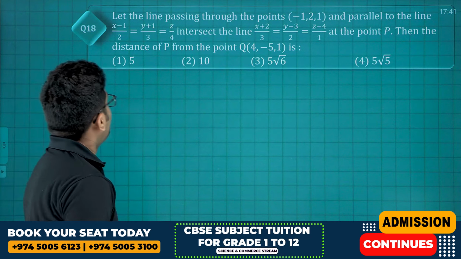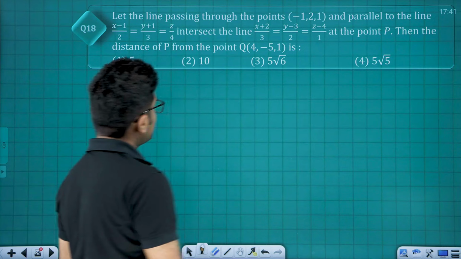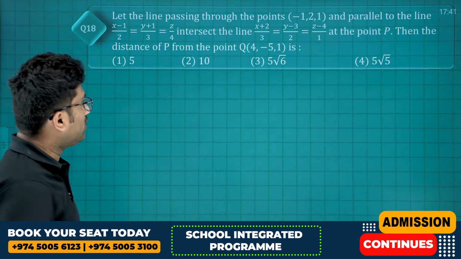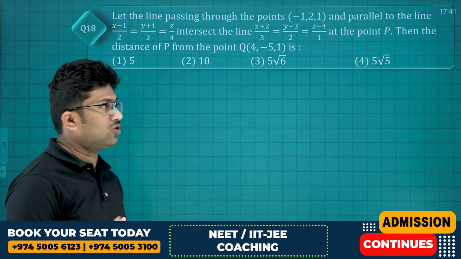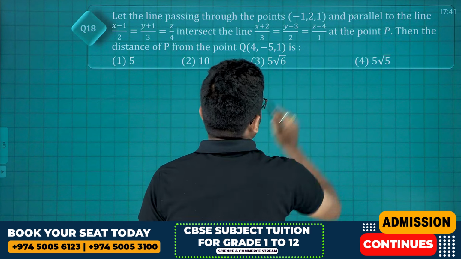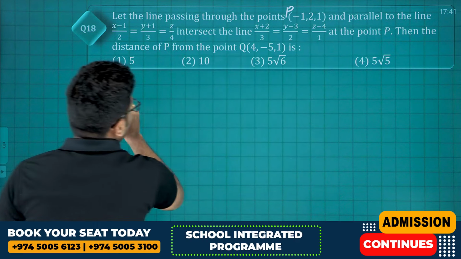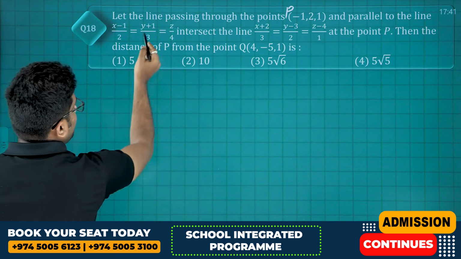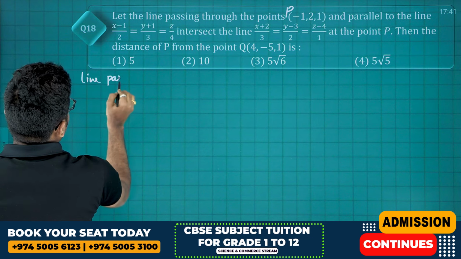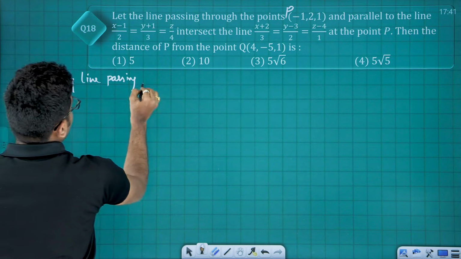Next question. If the line passing through the point (minus 1, 2, 1) and parallel to this line intersects another line, then the point P. First, make sure whenever you come across a question from 3D, try to draw a diagram. A line passing through this and parallel to this. What is the required line passing through it now?